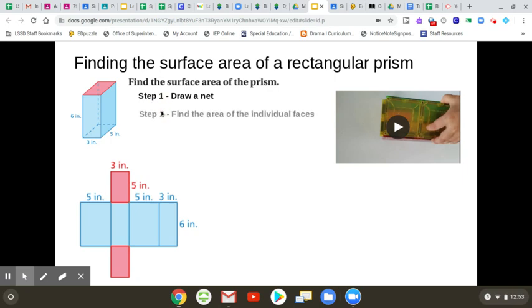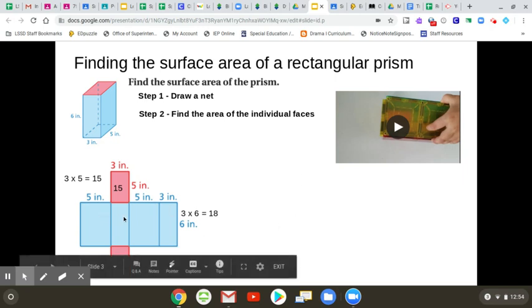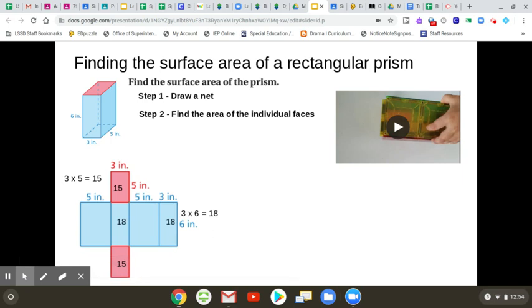The next step is we need to find the area of all the individual faces. So we'll start with the bases. Our base is 3 times 5 equals 15, and there are two of those, so we'll go ahead and put 15 in both of those bases. The next one we'll look at is 3 times 6 equals 18. And if you look closely, we actually have two of those as well, two that are the exact same size. So we'll go ahead and label those. And finally, we have our last lateral face, and that's going to be 5 times 6 equals 30. And there are two of those.